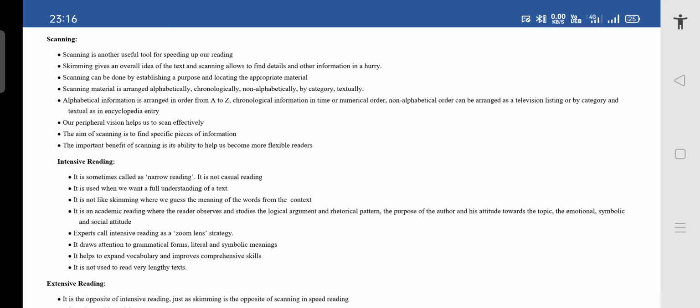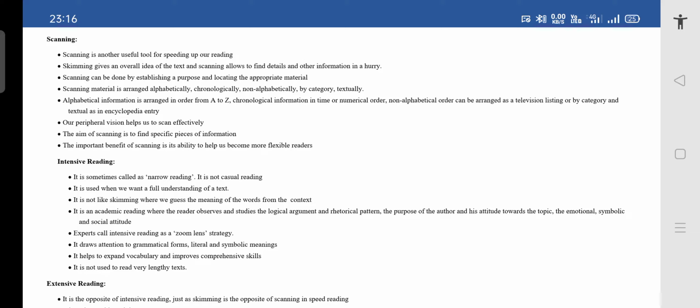Scanning. Scanning is another useful tool for speeding up our reading. Skimming gives an overall idea of the text, and scanning allows us to find details and other information in a hurry. Scanning can be done by establishing a purpose and locating the appropriate material. Scanning material is arranged alphabetically, chronologically, non-alphabetically, by category, or textually.